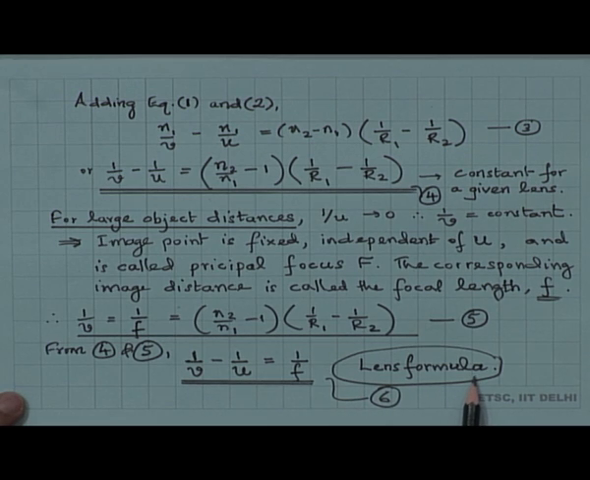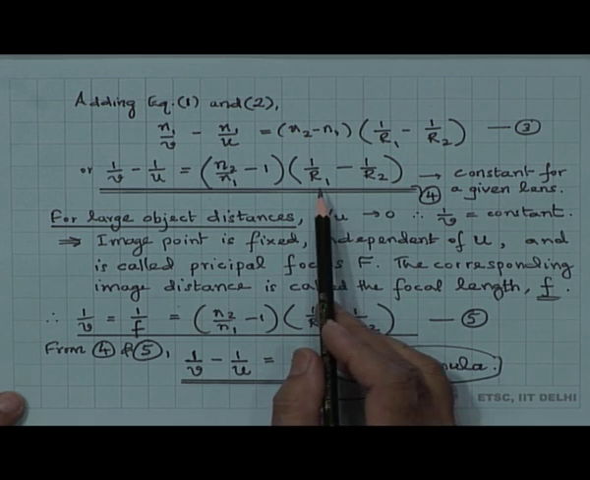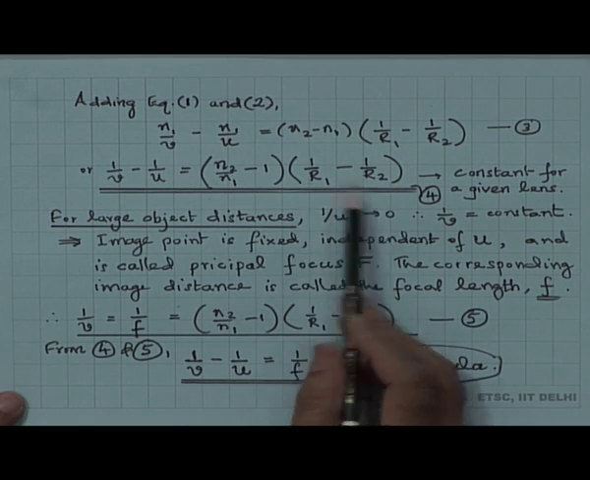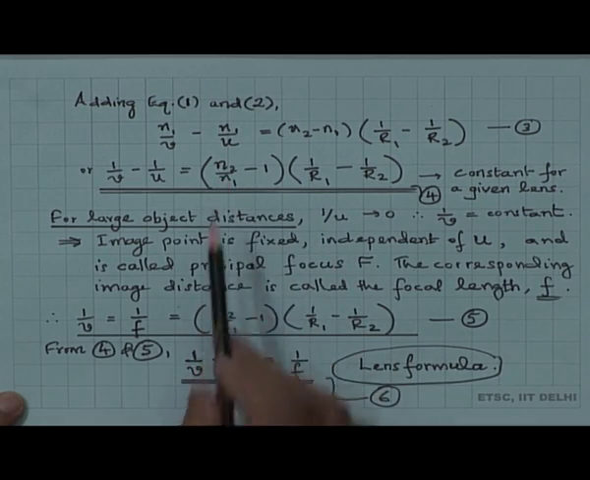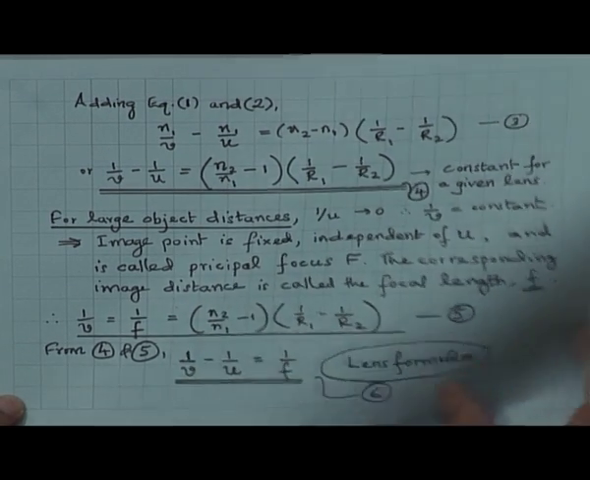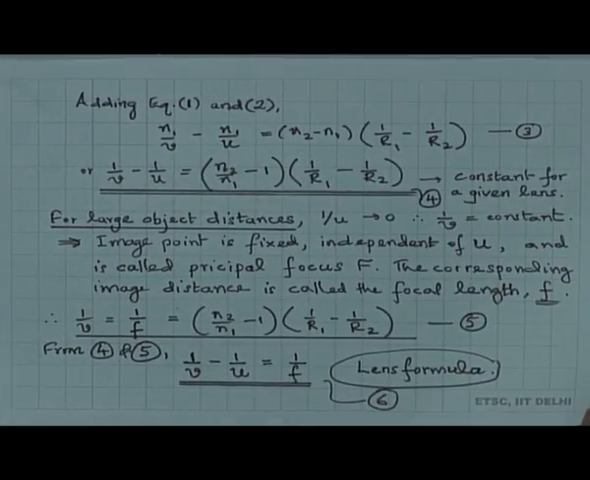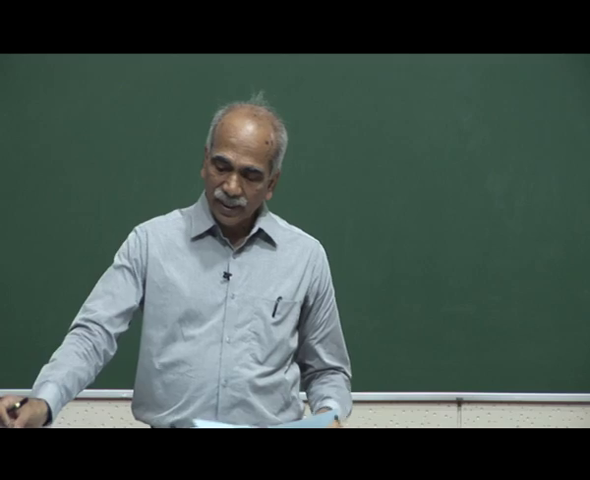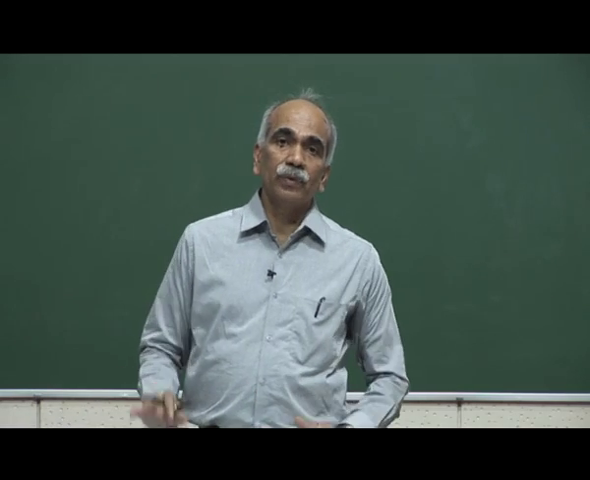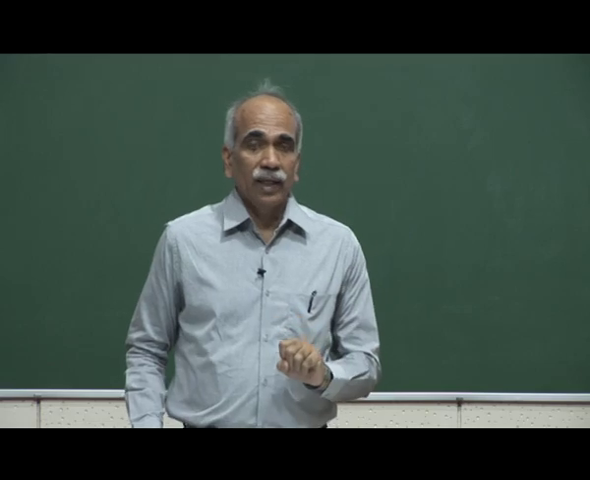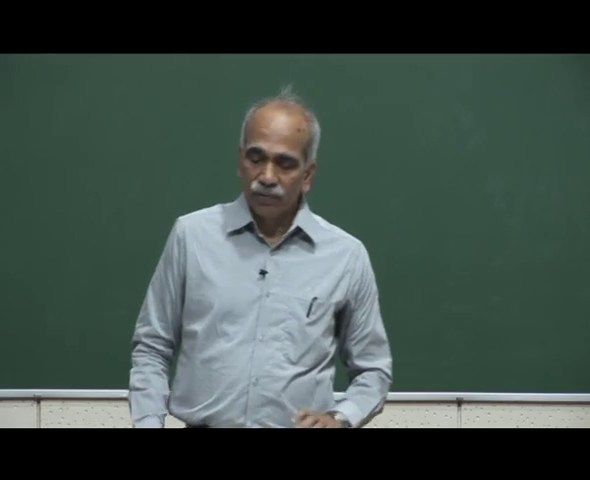Lens formula relates the object distance to the image distance for any given lens of focal length f, which depends on the parameters of the lens, that is, the radius of curvature and the relative refractive index difference. Now, let us discuss this focal length a little bit more. We will discuss the focal length as a very important property of a given lens.